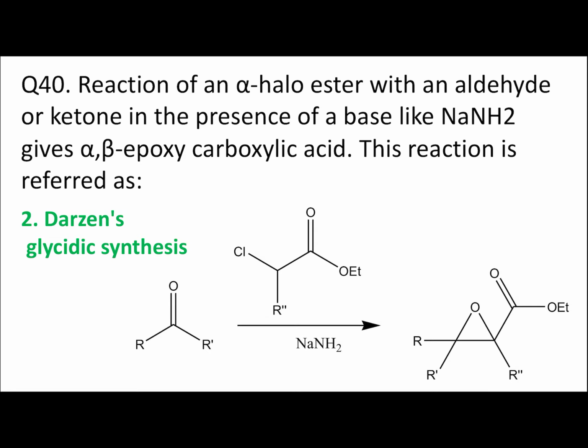Here you can see this is a ketone. It can be aldehyde also, and this compound you can see above the NH2, it is alpha halo ester. You can see at its alpha position there is a chloro group. That's why it is called alpha halo ester. And you can see here the compound. Here you can see the epoxy ring. So it is a Darzens glycidic synthesis. Here glycidic, the word given, means something like epoxy group is there. Glycidic means epoxy ring.